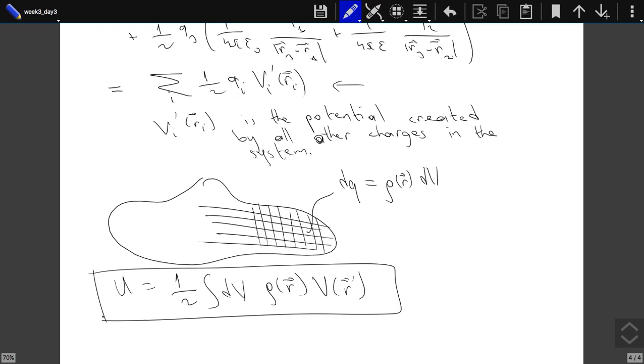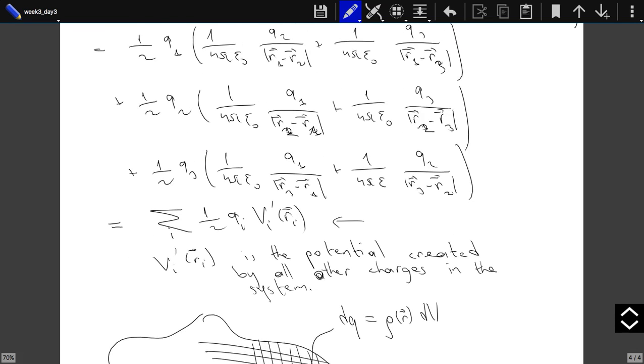But there's a very small catch over here, a very slight point that you have to pay attention to. You see here, Vi prime doesn't receive a contribution from the charge at the position Ri, because at the position Ri, we have the charge Qi. Here we are summing over all the other charges. That is the potential created by the other charges.